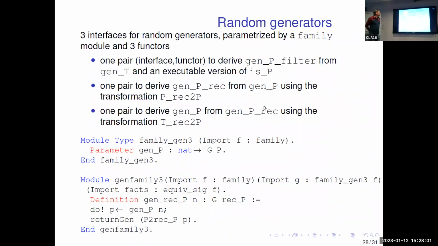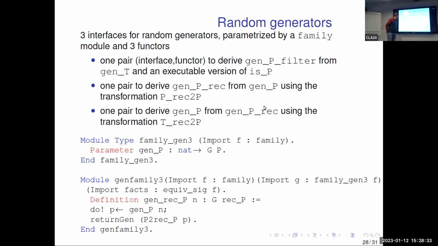We can do the same for random generators. So there are three interfaces for random generators, which are parameterized by our family module. So you can build a GenP filter if you want to filter from P. So you can use GenT, and if you have something that can check in an executable way whether an element of T verifies is P.